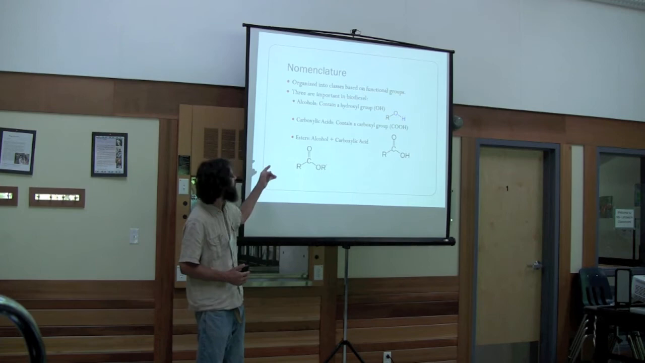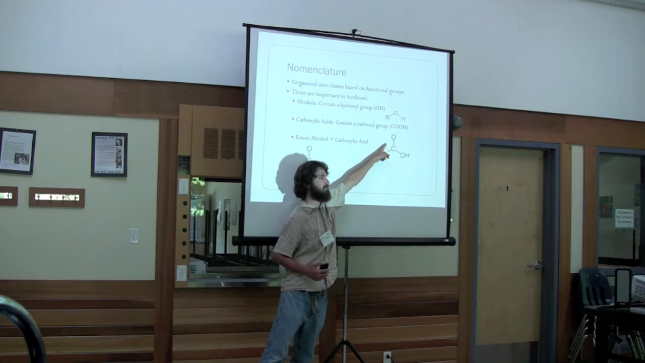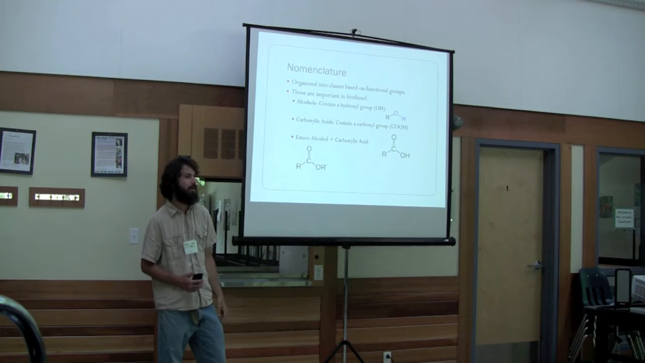There's also carboxylic acid. That's part of the free fatty acids you may have heard of. Those are carboxylic acids. They contain this carboxyl group, which is a carbon with a double bond to an oxygen, and a single bond to an oxygen and then a hydrogen. And esters are basically an alcohol plus a carboxylic acid.